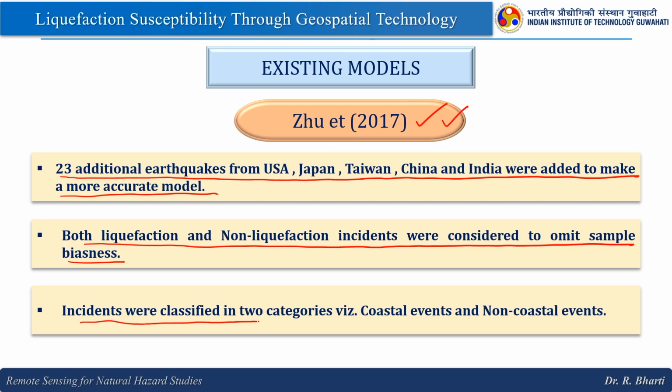Incidents were classified into 2 categories, coastal events and non-coastal events, because we are talking about the interaction of water, even if it is surface water, with the soil, right. So, that is reducing the shear strength.